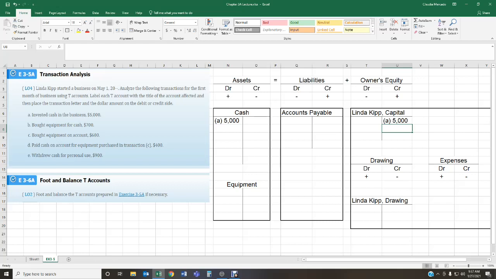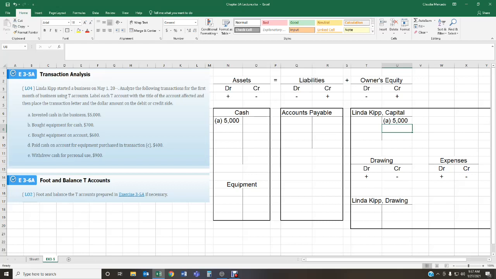So every time someone invests either money or they can invest maybe equipment or like an automobile or land, whatever the case might be, the capital account for that person will be increasing, and you increase that with a credit to the capital account. Okay.